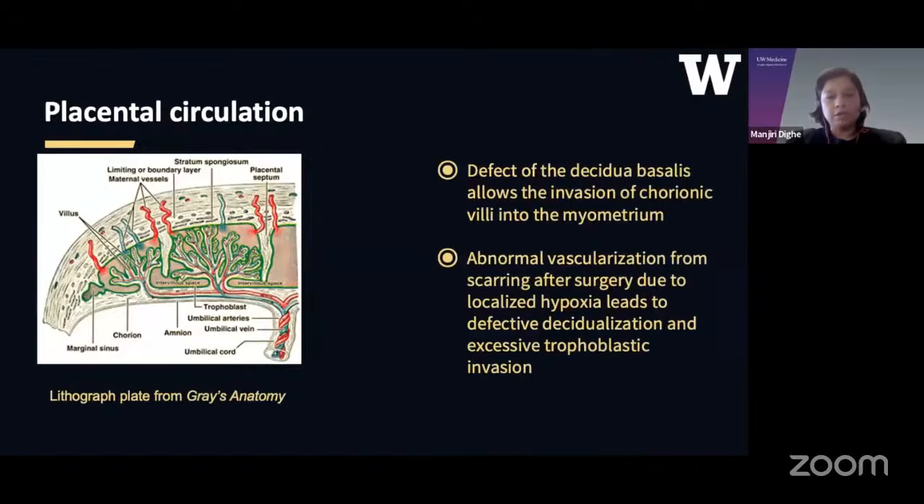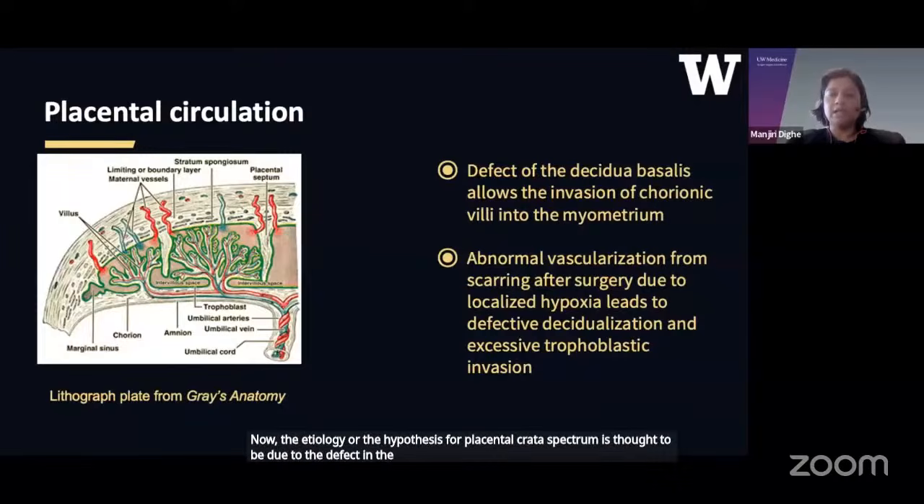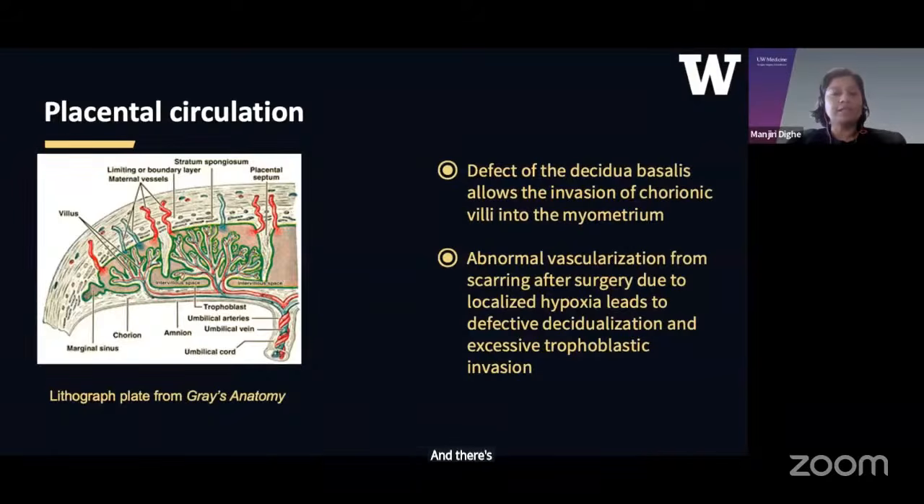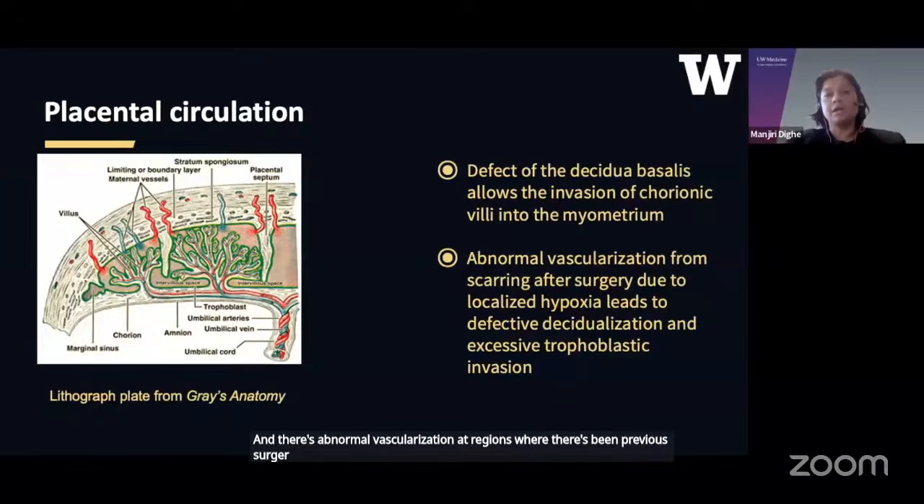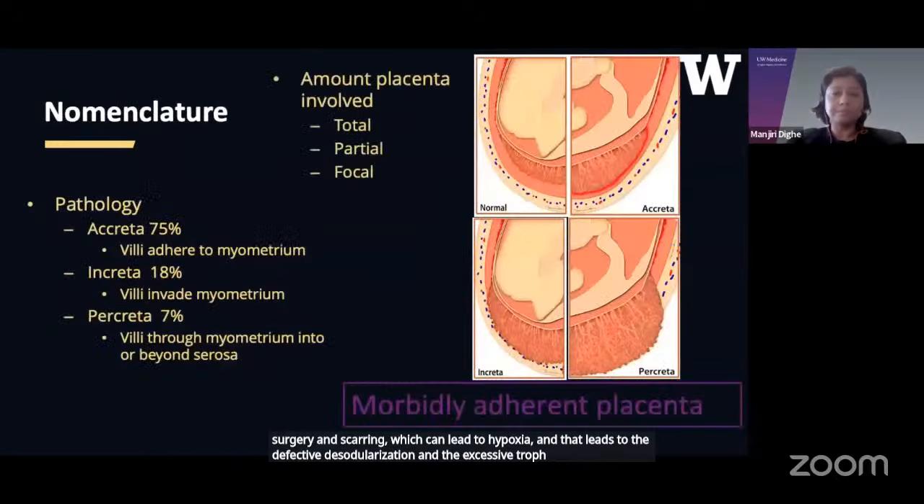Now, the etiology or the hypothesis for placenta accreta spectrum is thought to be due to a defect in the decidua basalis, which allows the invasion of the chorionic villi into the myometrium. And there's abnormal vascularization at regions where there's been previous surgery and scarring, which can lead to hypoxia, and that leads to the defective decidualization and the excessive trophoblastic invasion.